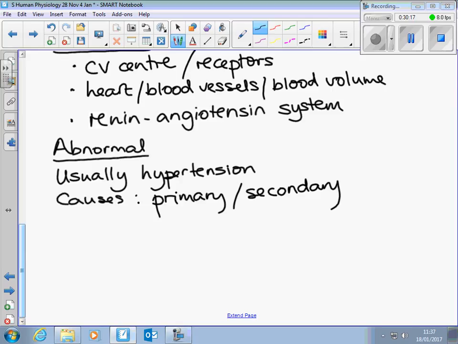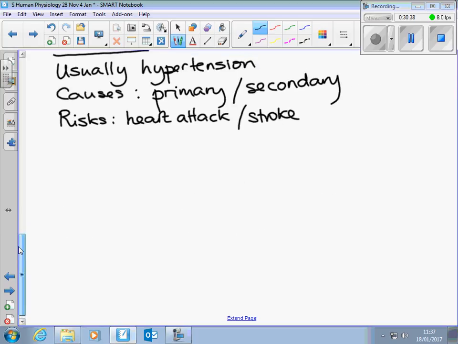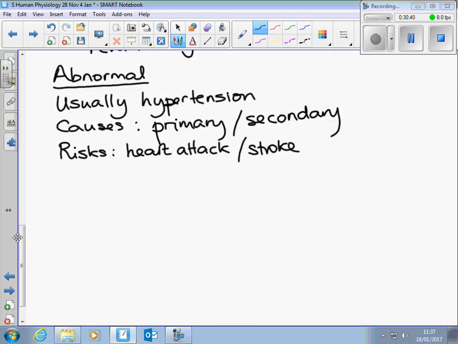And then it's worth putting in the risks, the potential effects, and of course the key risks here are heart attacks and strokes, the risk being much higher with high blood pressure. And then you've got the potential medical intervention and treatment. It's about trying to restore normality.